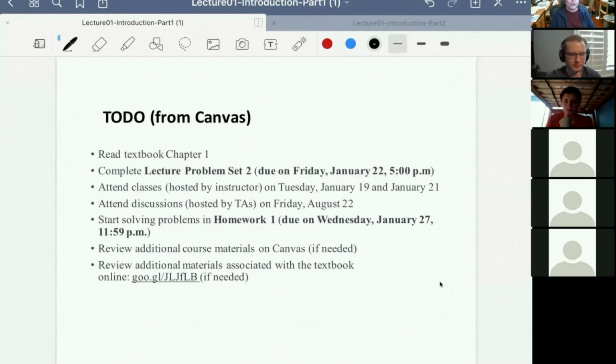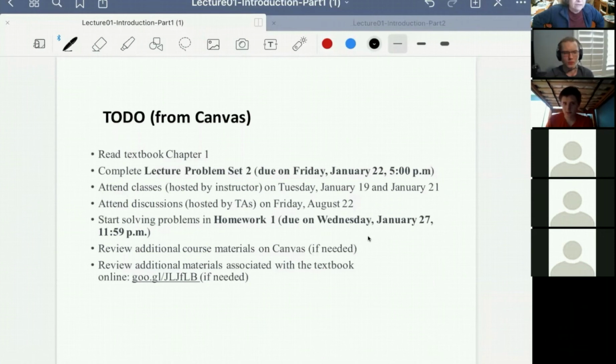Okay, so what's the to-do for this week? This is in Canvas also. It says, read the textbook chapter 1, complete lecture set problem 2, due on Friday, the 22nd at 5 p.m. Attend classes today while you're here, and Thursday. Oops, that August 22nd is not true. I used the wrong format. That's supposed to be January 22nd. Sorry about that. I'll fix that in the Canvas list.